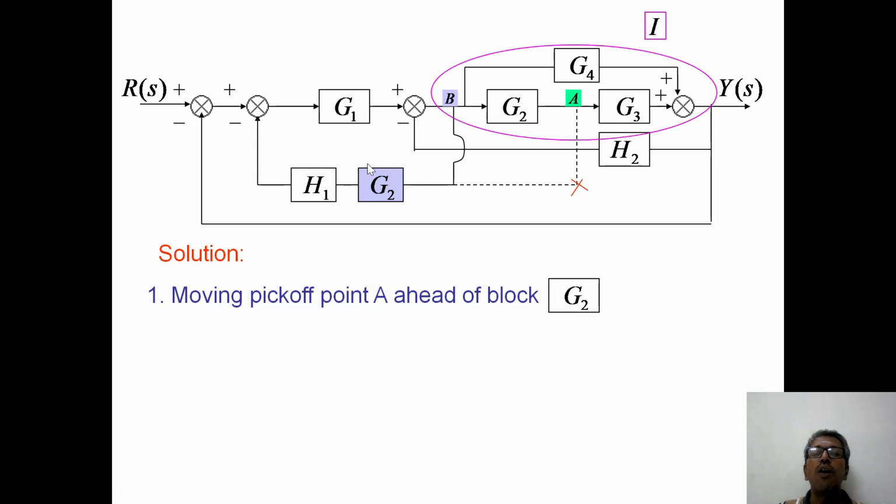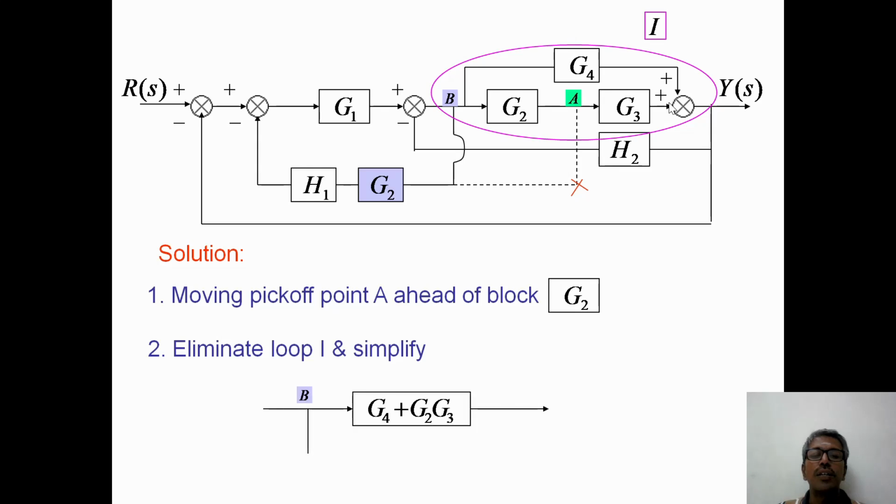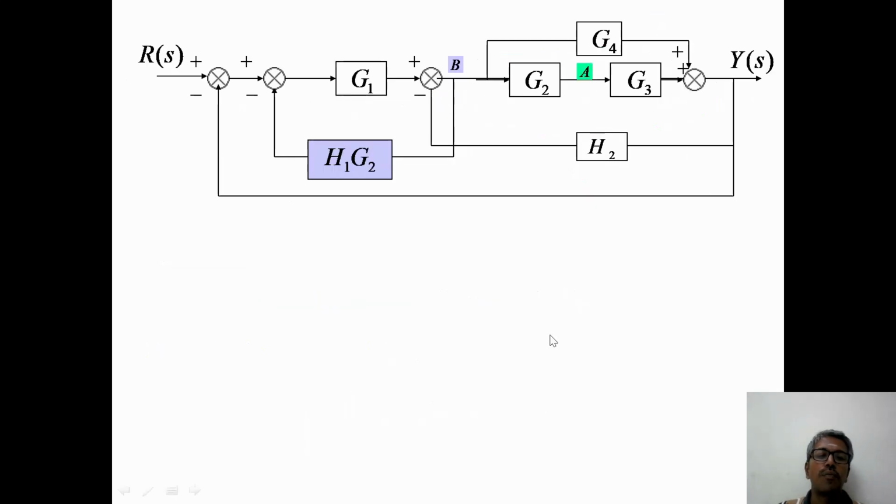Now you can reduce these three blocks. Now G1 and G2 are neighbors. You can multiply G1 and G2, plus G4. G2 and G3 are combined together. So finally you get it like that.